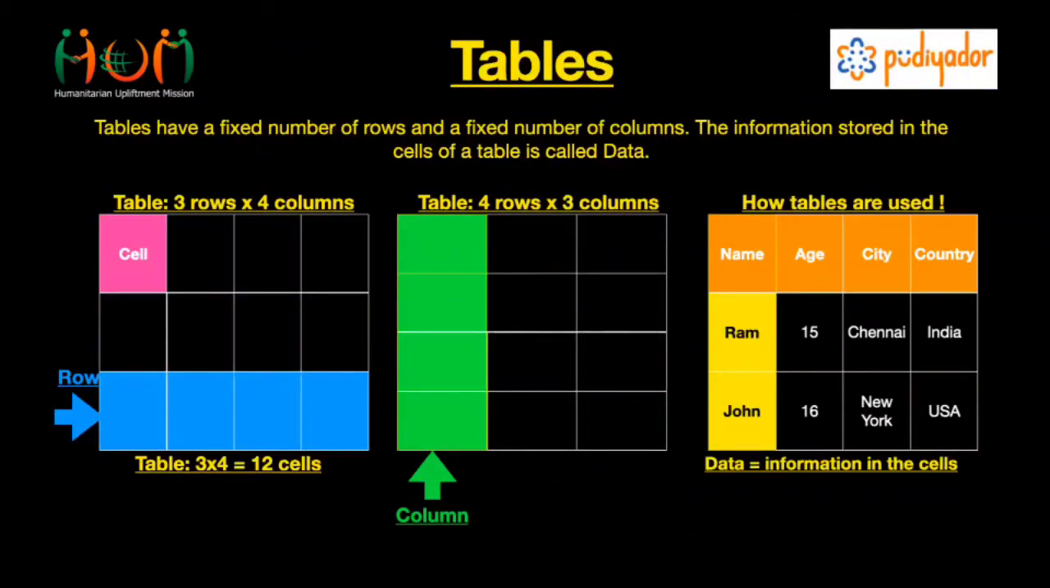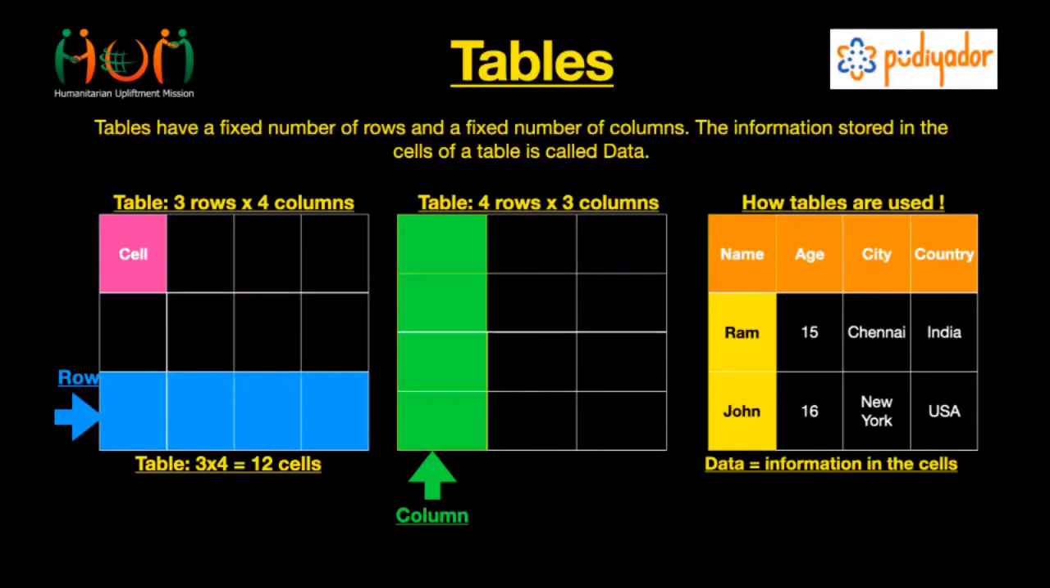And then each box in a table, we call that a cell, C-E-L-L. That cell is actually one individual unit in a table. In that unit, you can actually place data. So that is the cell where all your data goes.